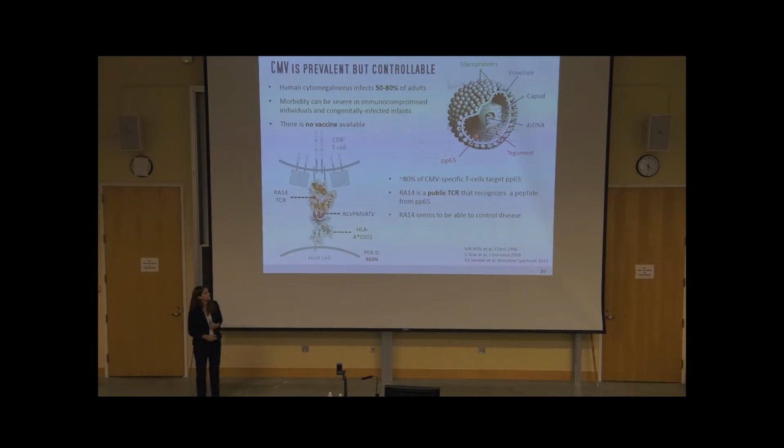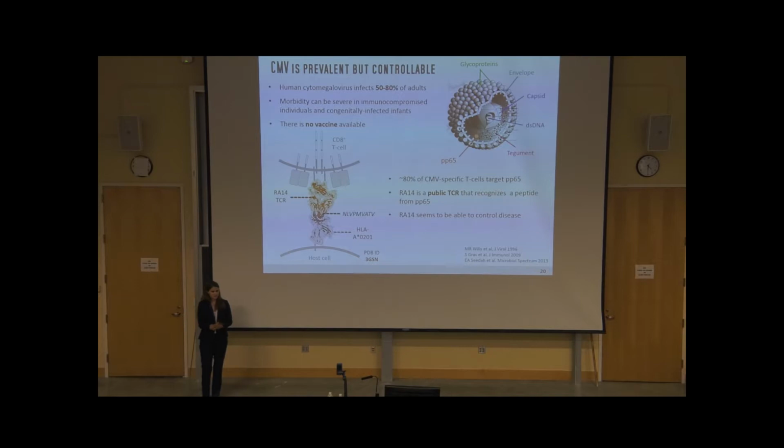So we have this TCR called RA14. It's a public TCR that binds a particular peptide from this protein, PP65. A public TCR is basically a TCR that's present in a wide diversity of individuals. So it's really interesting to think that two people who are unrelated might end up having the same TCR. That means maybe this TCR is actually something really relevant, and that's one other research avenue we're addressing with this TCR.